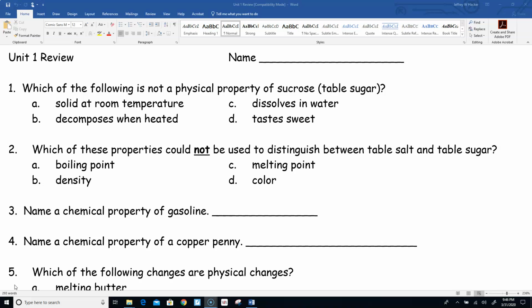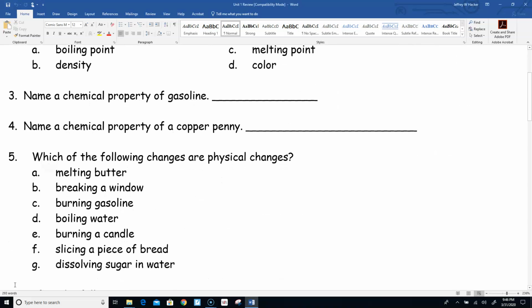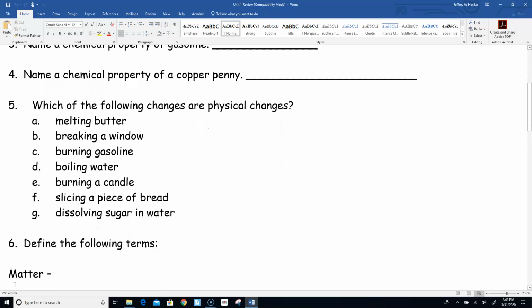For number 5, it says, which of the following changes are physical changes? And so out of the ones listed there, melting butter is physical because it's still butter. Breaking a window, same thing, it's still glass. Boiling water, as you cool it down, it recondenses into water. Slicing a piece of bread and dissolving sugar in water, those are all physical. The other ones, burning gasoline, burning a candle, those are both chemical.